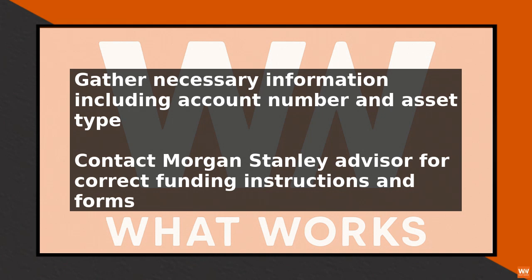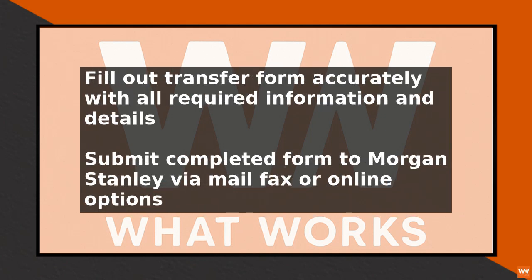They will provide you with a transfer form and any additional documentation required to complete the transfer. Fill out the transfer form accurately and completely, making sure to include all required information, such as your account number, the type and quantity of assets being transferred, and the name and address of the current custodian. Then, submit the completed transfer form to Morgan Stanley, either by mail, fax, or online, depending on the options available. Be sure to keep a copy of the transfer form for your records.